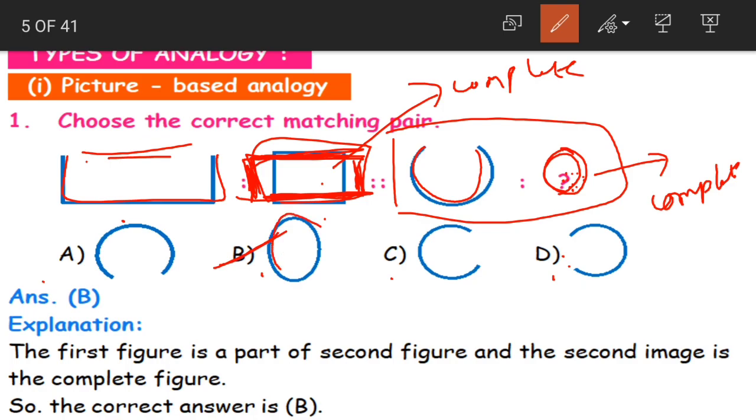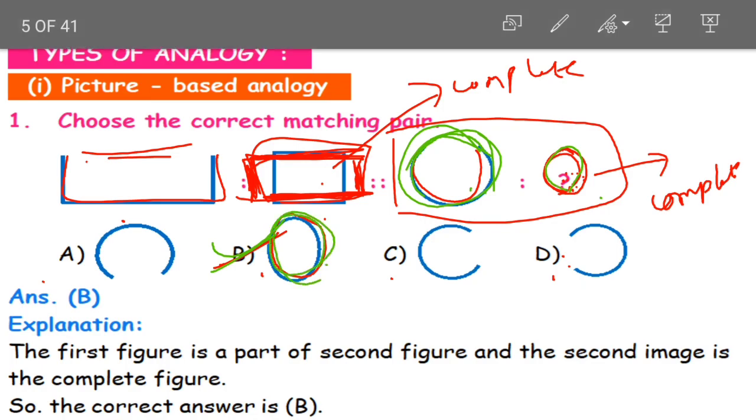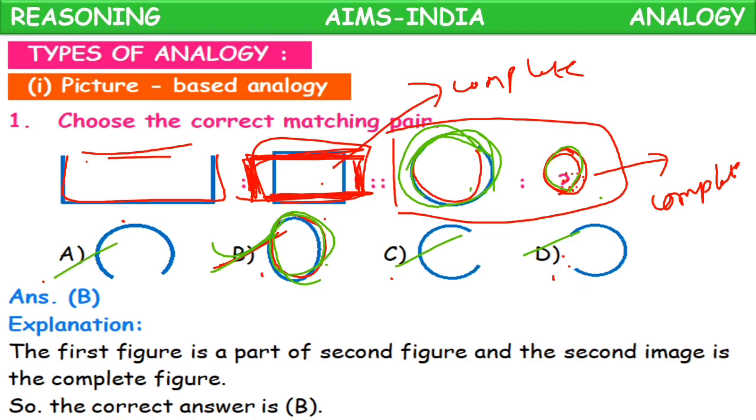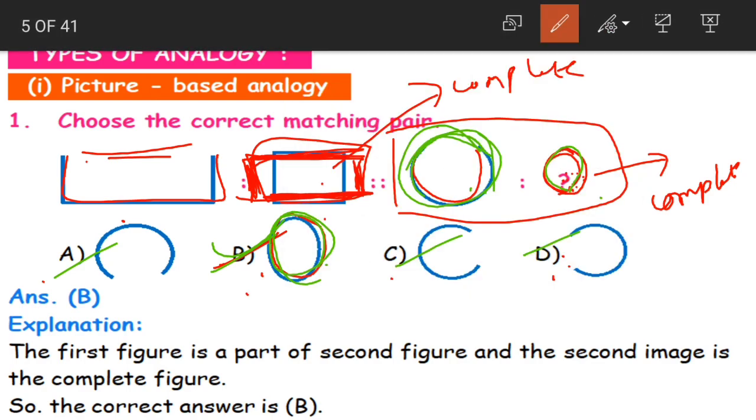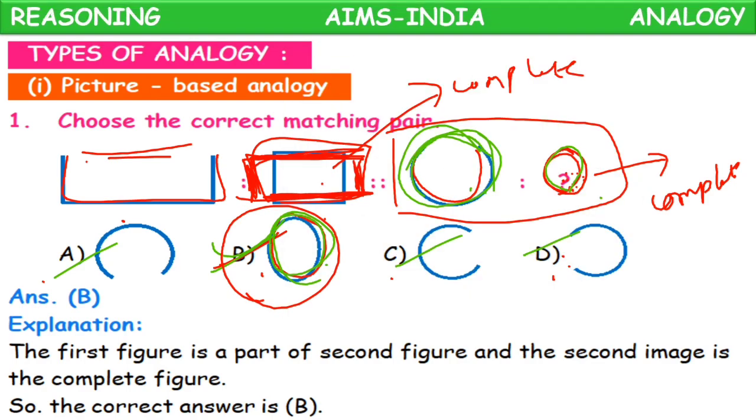Option B. Yes, a complete circle. See, if I draw here, if I join these together, what am I getting here? I am getting a complete circle. So option B, circle, is our complete figure here. Understood? The first figure is a part of the second figure and second figure is the complete one. Here C, D and A are all incomplete. So those cannot be our correct answers. Only option B, full circle, is the correct answer. Clear, children? The first one.